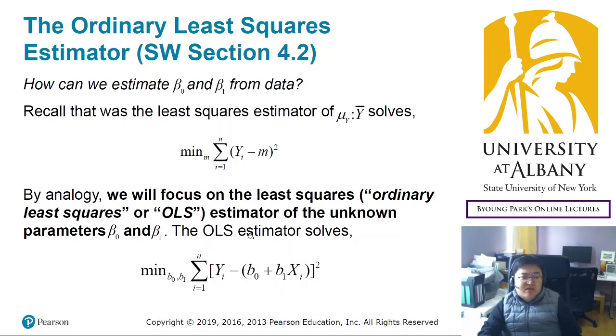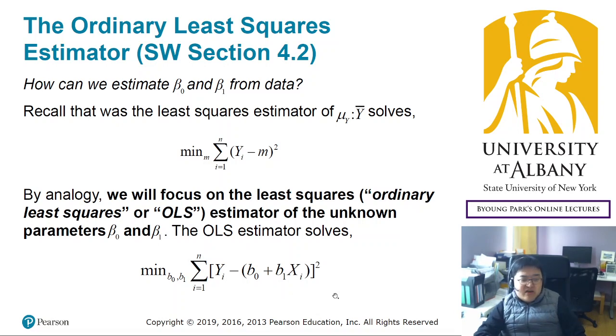Least squares means that the squared sum is minimized. And we say ordinary least squares because later there are variations of this method, like generalized least squares or two-stage least squares. There are many variations of least squares methods. To show that this is the simple, basic least squares method, we call this OLS, ordinary least squares. So the ordinary least squares estimator minimizes the sum of squared errors.